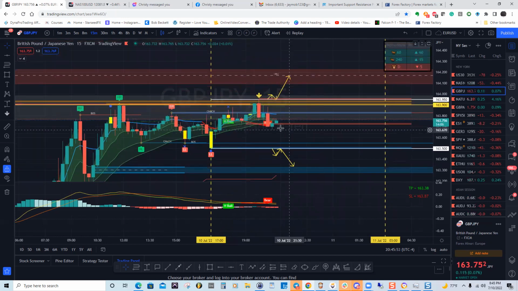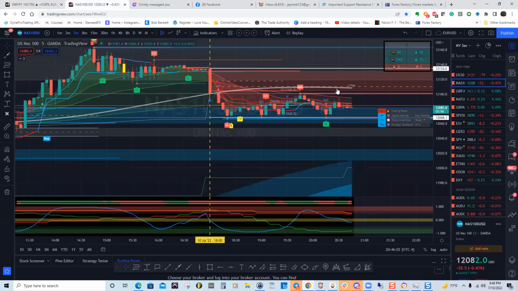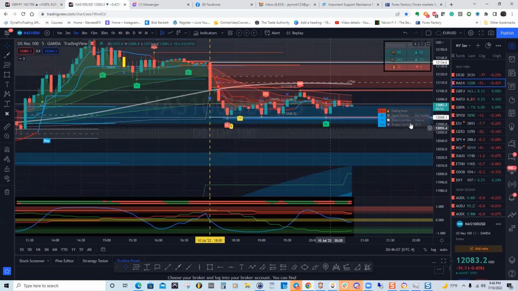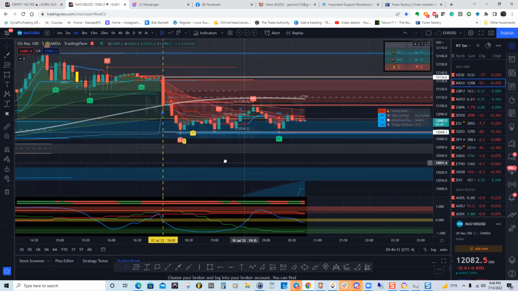So that's GJ: 163,950 is the top level, and 163,500 is the lower level. On Nas, it's 12,134.6 and 12,068.3. So once it breaks below those, then I'm looking at that.